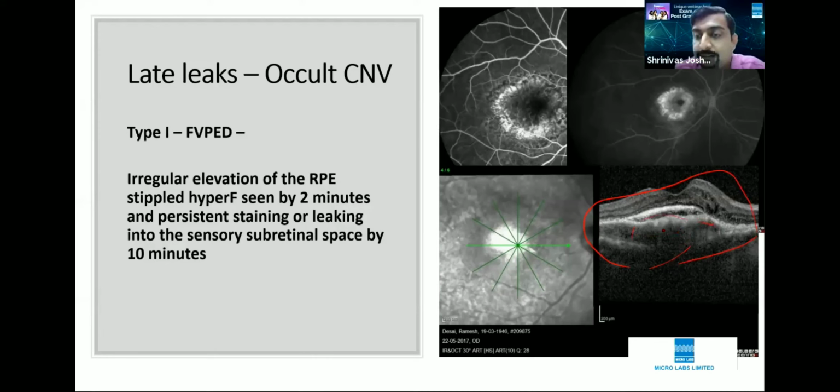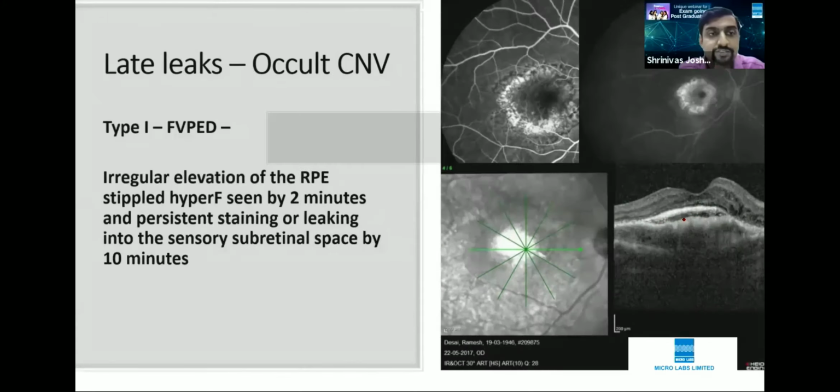There are some hyperreflective areas inside this PED, which looks more like a fibrovascular PED. So coming to the next, what is this?